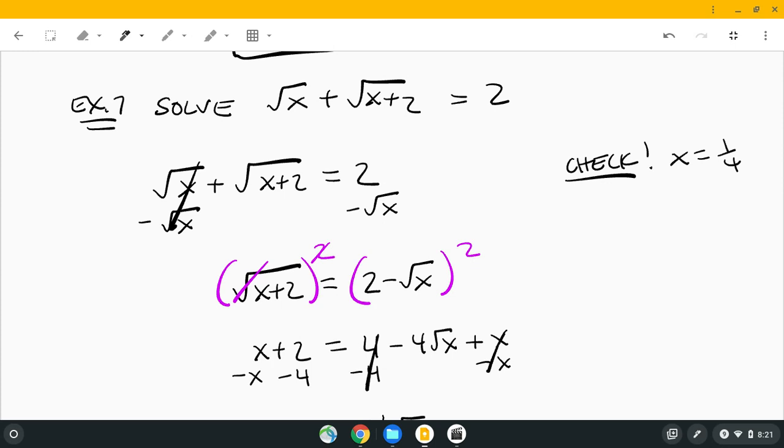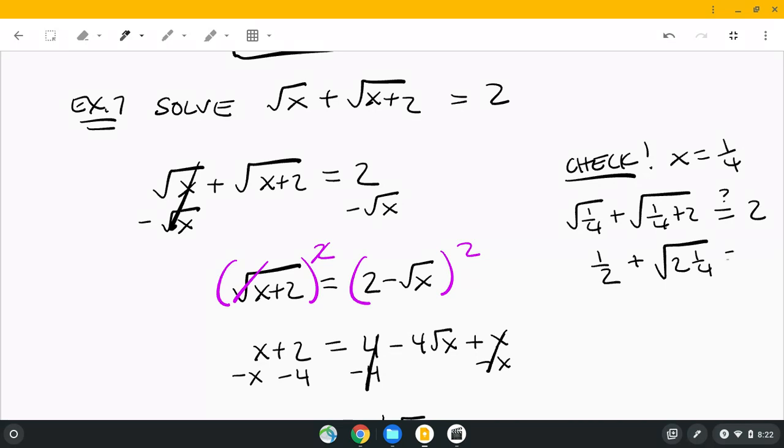So let's plug 1/4 into the equation: square root of 1/4 plus 1/4 plus 2. We want to know, do we get 2? Does the left side equal the right side? Square root of 1/4 is actually 1/2, and over here, that's 2 1/4. We want to know, do we get 2? So 1/2 plus, this is the same as 9/4.